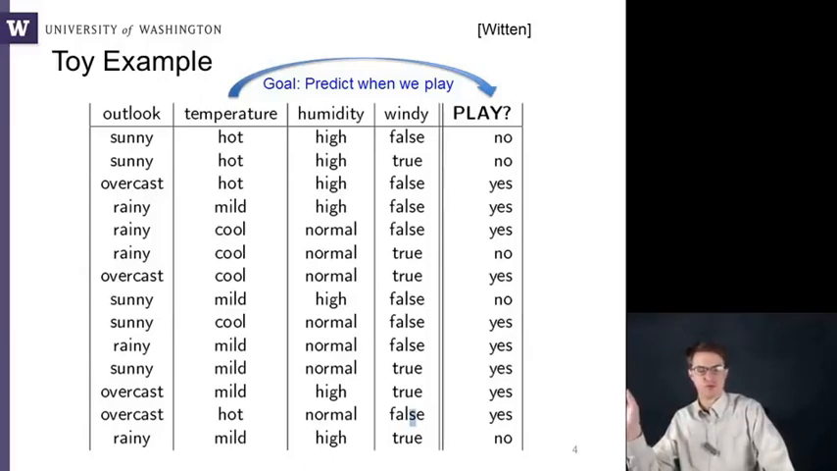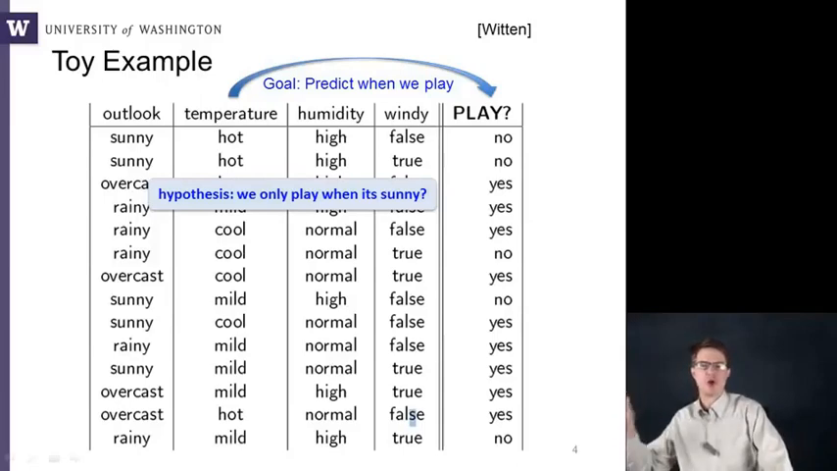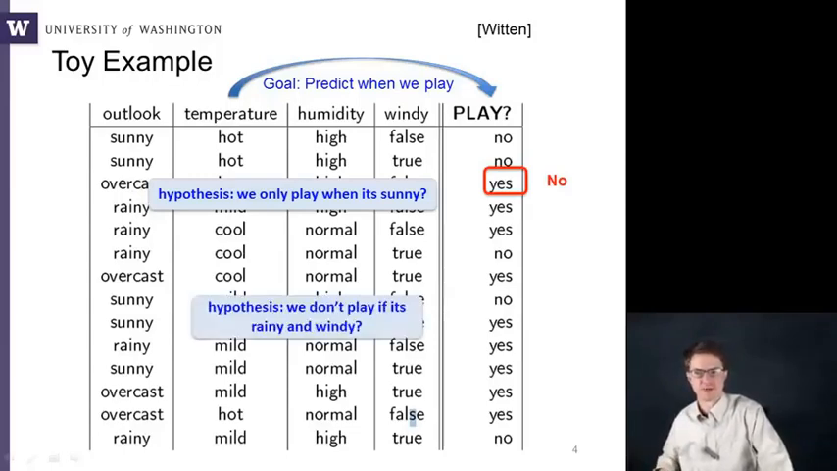Okay, and so the simplest version of this you might do just intuitively is just try to predict it with a simple rule. So you might say, look, maybe we only play when it's sunny. Is this true or not? Well, no, it's not true, because we can find examples where we did indeed play when it was overcast. Okay, you might say, well, maybe we don't play if it's rainy and windy, and that turns out to be true, but there's also other times that we don't play as well.